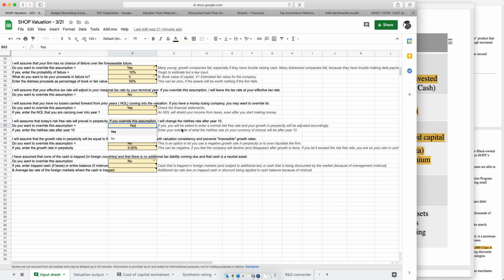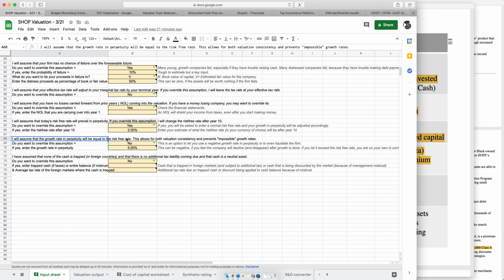I said, yes, I want to override that and make it 2%, because I think the interest rate is actually quite low and is not what it's going to be in the future on average. So I put in a 2% risk-free rate, and what he does is he assumes that your growth rate in perpetuity is equal to the risk-free rate.